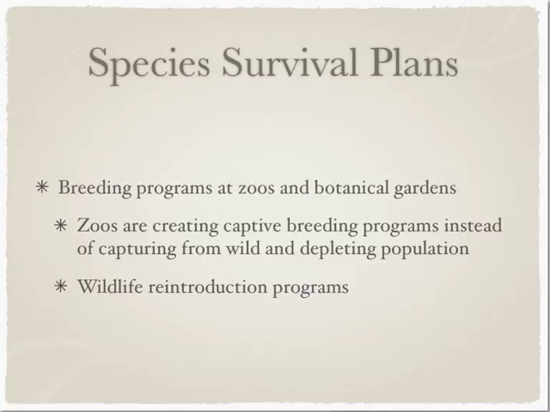Finally, another way to manage endangered species is by species survival plans. Breeding programs at zoos and botanical gardens offer an opportunity to repopulate a species. Instead of capturing individuals from the wild, zoos create captive breeding programs where they breed their individuals with individuals from their zoo or other zoos to repopulate a population. Then, later on, we can hopefully reintroduce this wildlife into its natural environment instead of keeping it in the zoo.